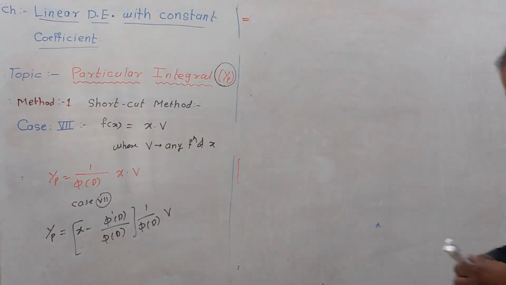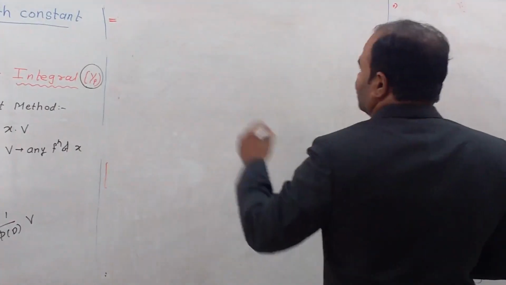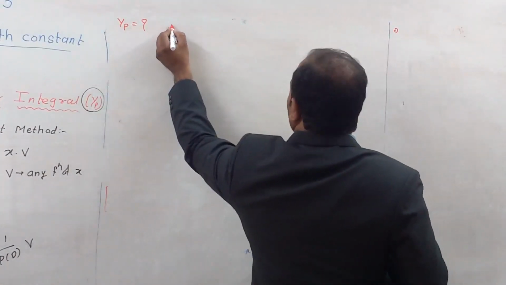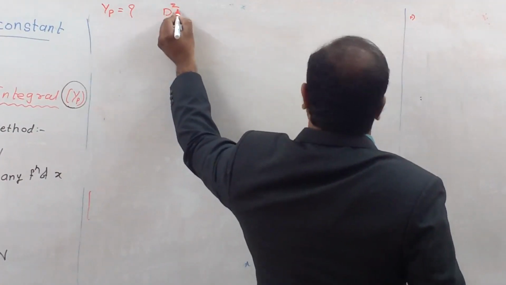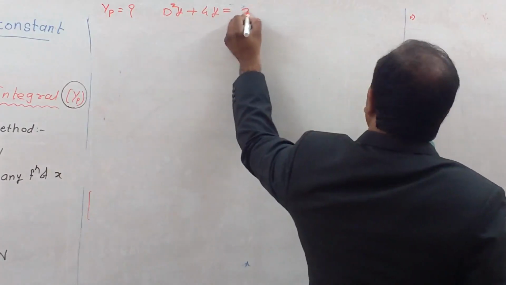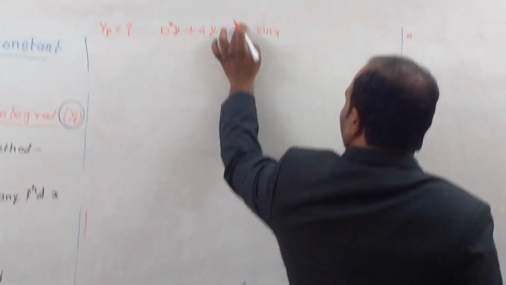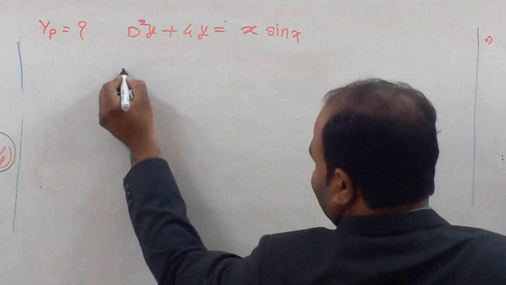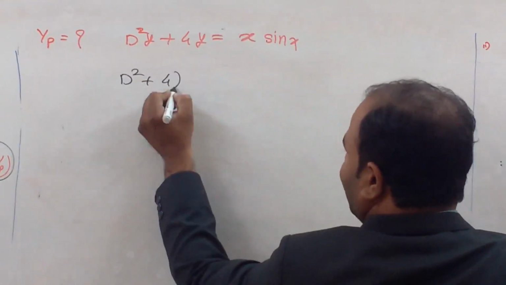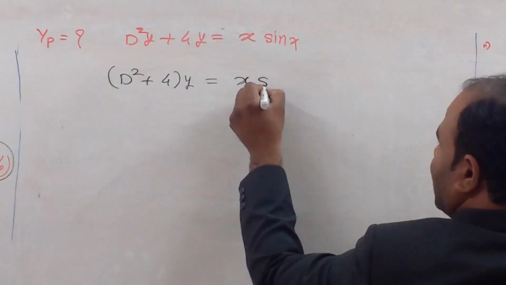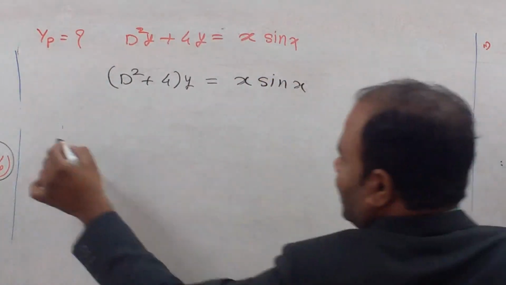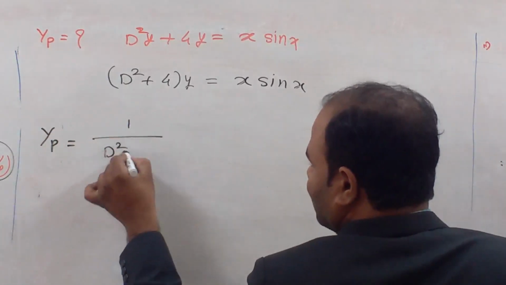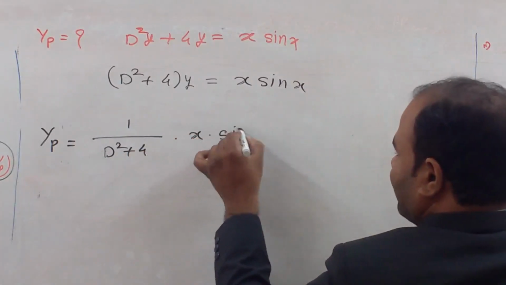Now let me take one numerical to understand case number 7 in a better way. For example, find yp, the particular integral of the differential equation D square y plus 4y is equal to x sine x. Simplifying, we get bracket D square plus 4 into y is equal to x sine x. Now write the standard equation of particular integral, that is 1 upon phi of D, where phi of D is D square plus 4, into x sine x.